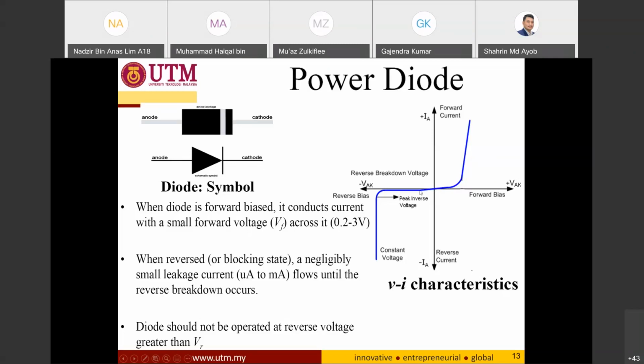But as you can see here, for a real diode there will be some leakage current, which flows from cathode to anode. It is not very big, ranging from microamperes to milliamperes, depending on the type of diode. The voltage across cathode and anode should not be higher than what we call VR here. The voltage that you apply from cathode to anode should not be higher than negative VR. If it is higher than VR, it will damage this diode.